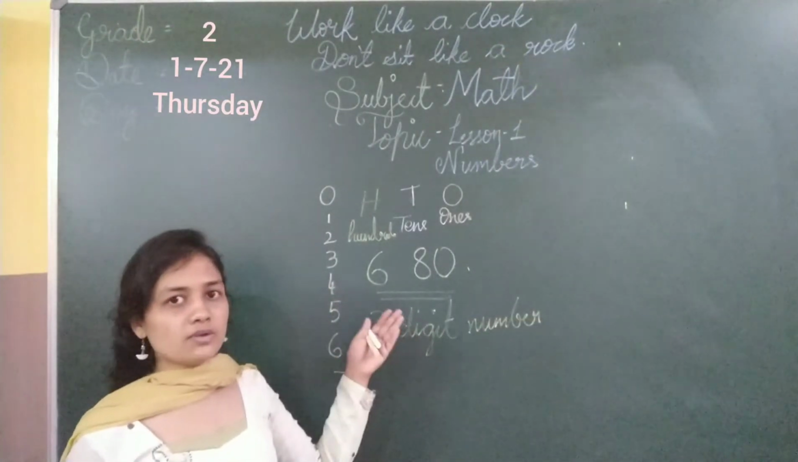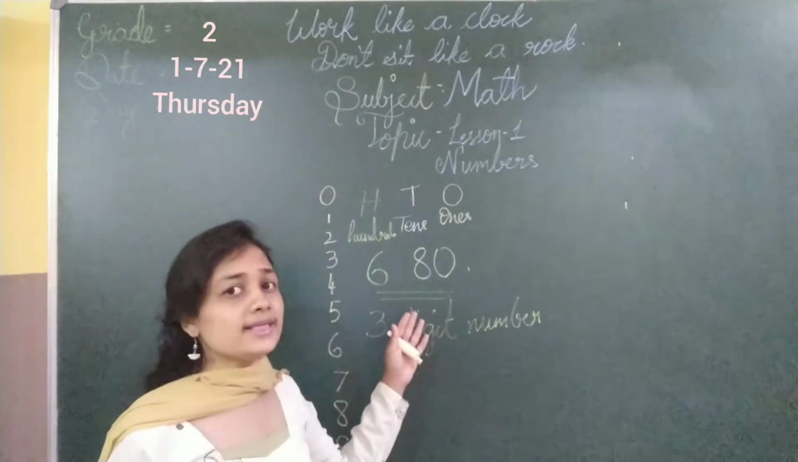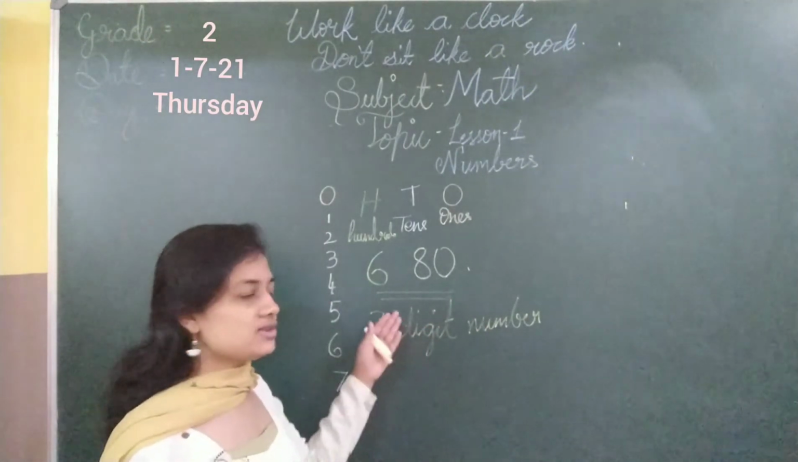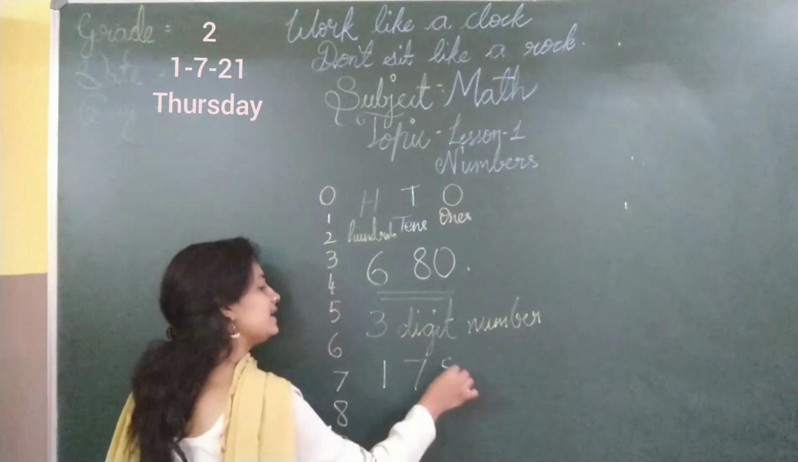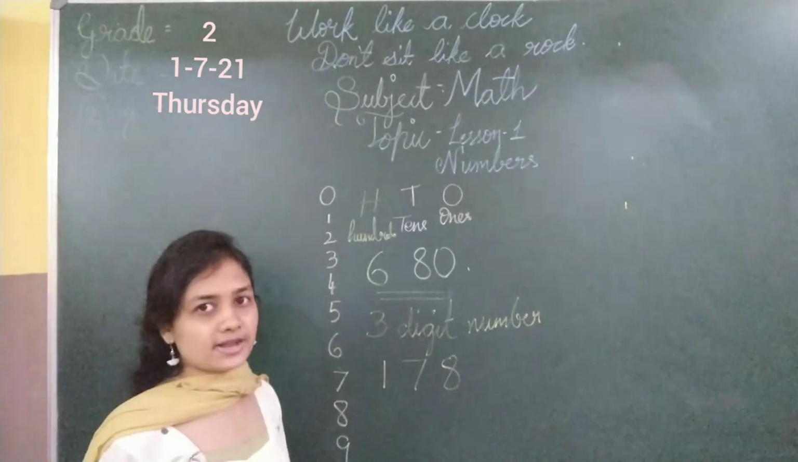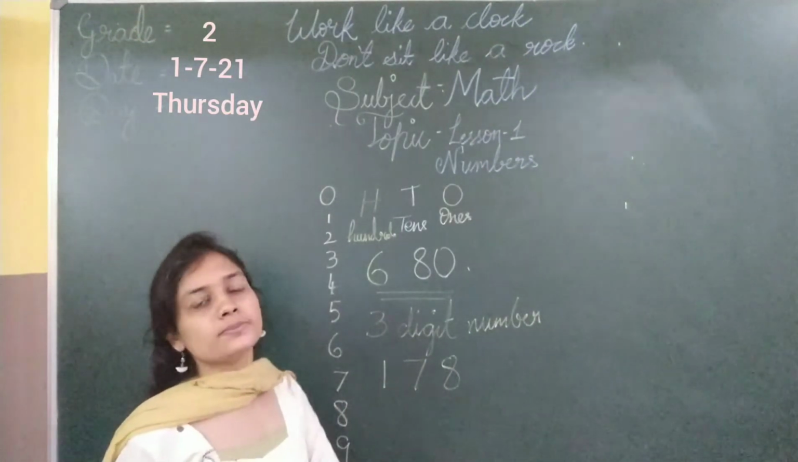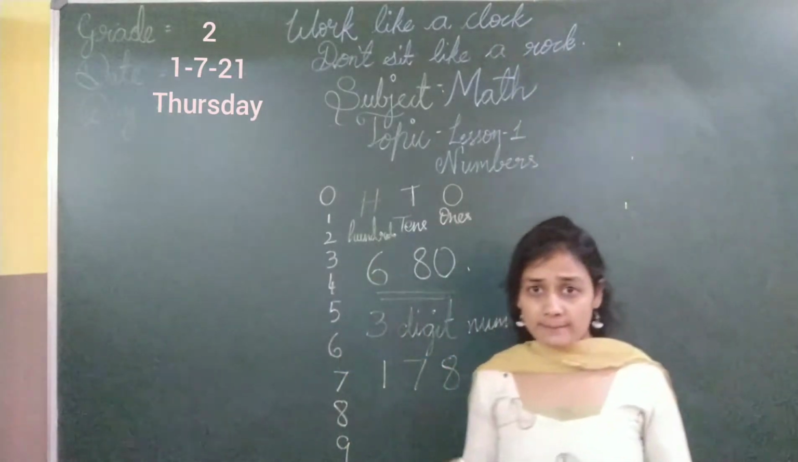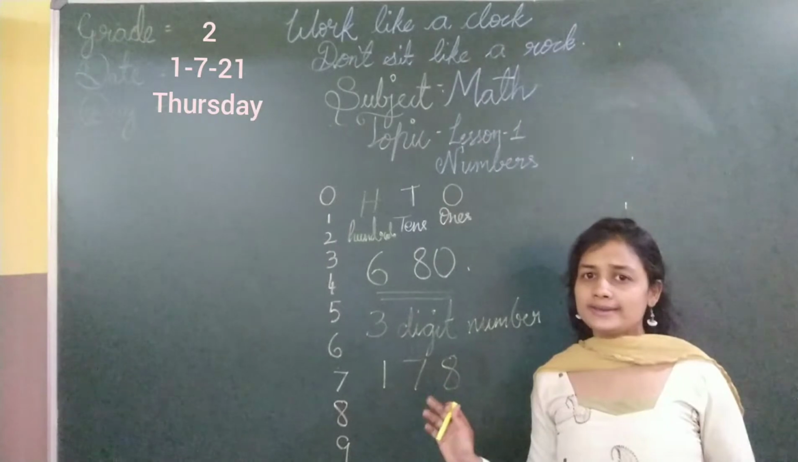So now you understood how to write a 3-digit number. Similarly, you can form a number with me now, any number you like. For example, shall I form one more number? I write 178. This is also a 3-digit number. Okay, children, now you know how to write the numbers. Now you can already tell the number as 178, right? How do you write it in words?